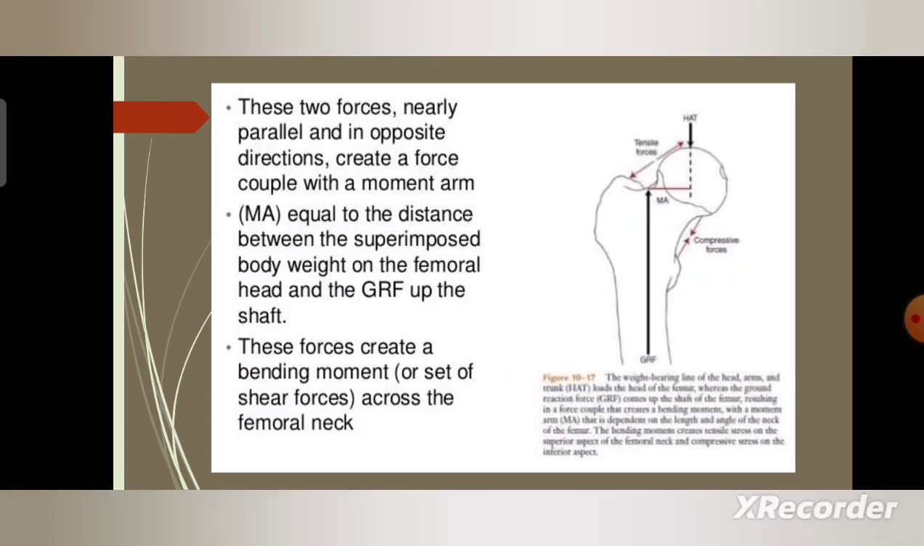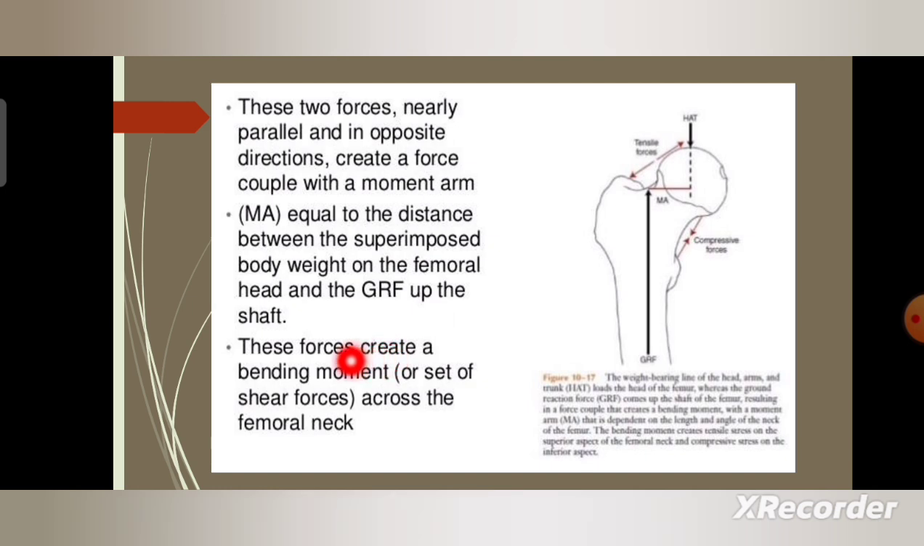When the ground reaction force and gravity act, these two forces, nearly parallel and opposite in direction, create a force couple with a moment arm. This line represents the GRF, the ground reaction force, and this downward line represents the weight of the head, arm and the trunk. There is a perpendicular distance between the two. This is the moment arm. The moment arm is equal to the distance between the superimposed body weight, that is the head, on the femoral head, and the GRF, the ground reaction force up to the shaft.